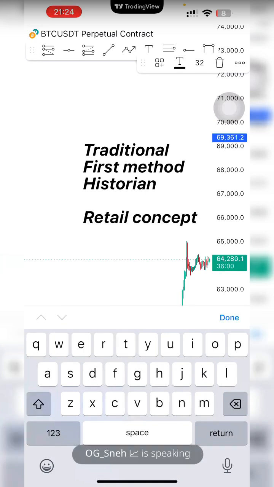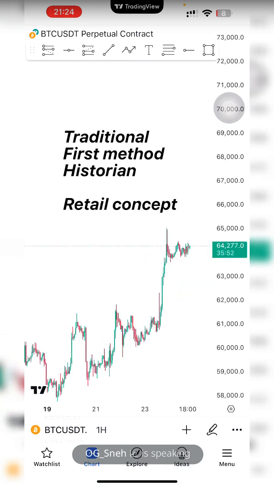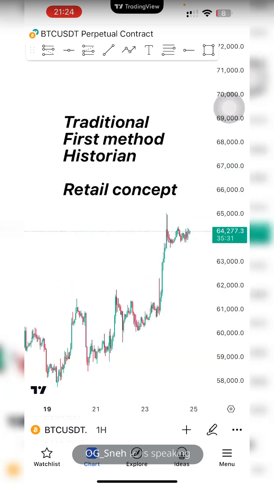Now, what do I call all of us the other time, in our first or second class, when I said we are all retail traders? Why? Because of our lot size, because of the amount of capital, the amount of money we are putting in the market. So that's why we are retail. Now, the retail method of trading uses two things. Number one, they use market structure. And number two, they use indicators.